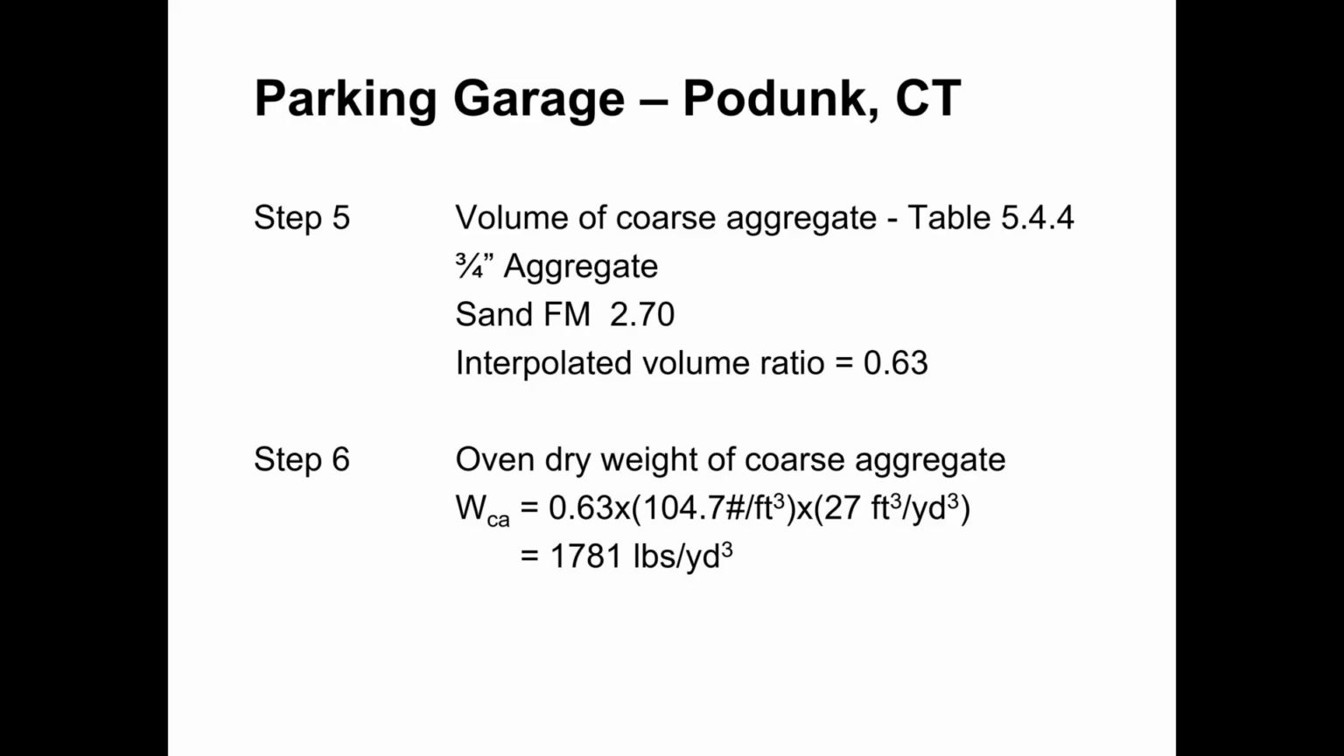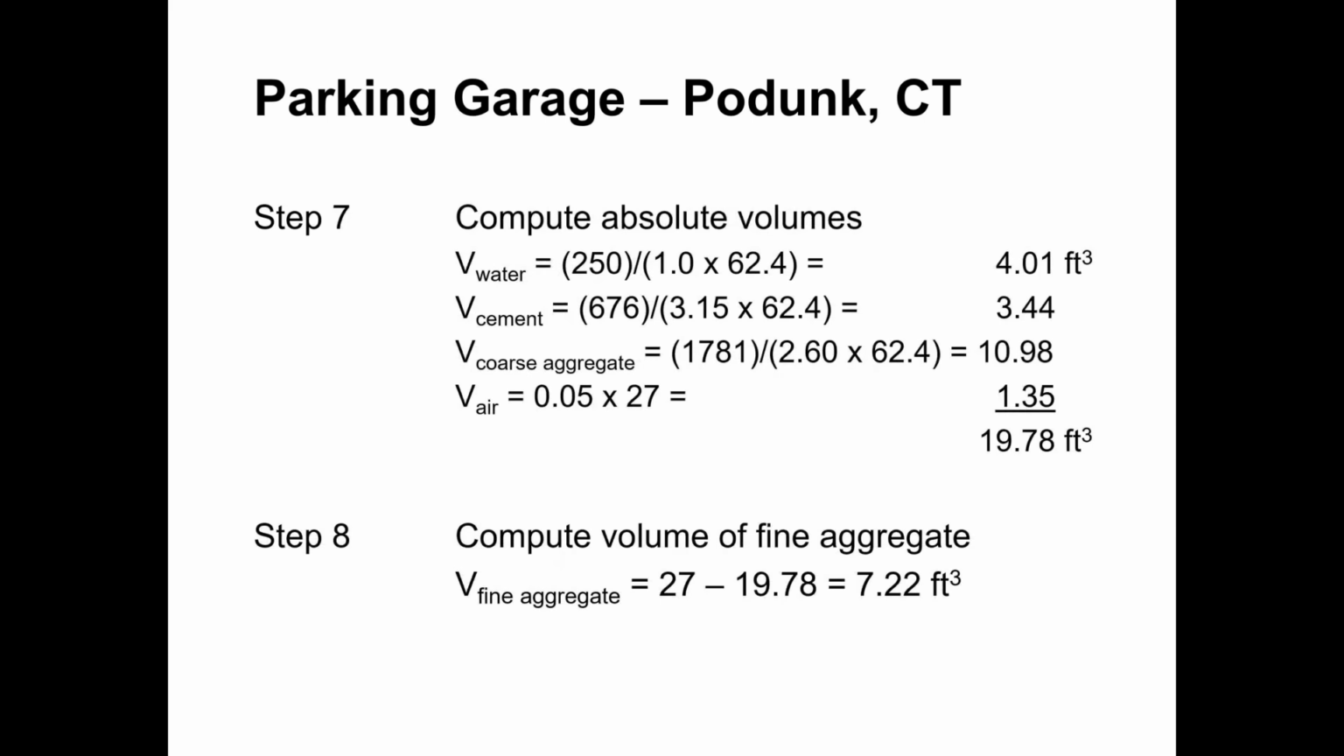So next is our fine aggregate. The rest of our volume is going to be filled in with our fine aggregate, so we need to know how much volume we need to fill with that aggregate. We determine that volume by calculating the volumes of all of our other materials, water, cement, and coarse aggregate, and then subtracting that from our total volume of 27 cubic feet. All right, so our water volume: we have 250 pounds. The specific gravity of water is 1.0. The unit weight of water is 62.4. So that gives us a volume of 4.01 cubic feet.